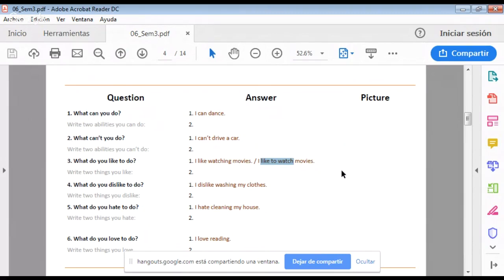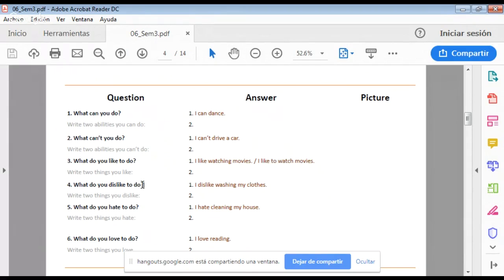¿Cuál es la única diferencia? En inglés americano, el que más se utiliza en uso es el infinitivo. Decir, I like to watch, I like to love, I like to kiss, I like to write, I like to do homework, I like to wake up very early in the morning, I like to go to bed early at night, etc. ¿Ok? So, I like to watch, I like watching. Lo pueden hacer con ing o lo pueden hacer con to y el verbo.